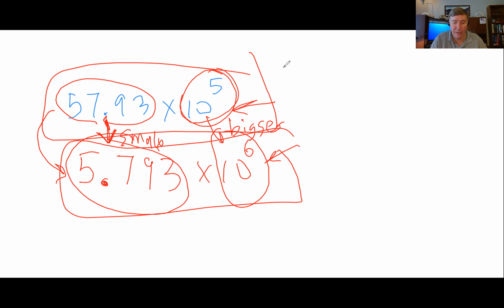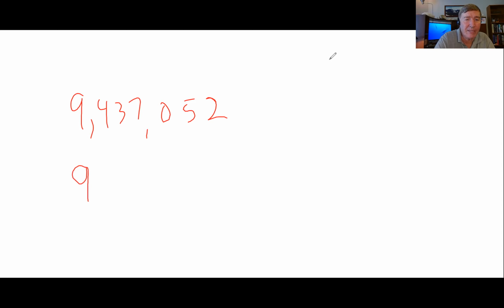So Atlas, does that help clear things up? Yeah, I was also wondering, how do you turn like a really big number to scientific notation? Okay, all right. So let's take a really big number. Let's take the number 9,437,052, and let's convert that into scientific notation. So I know that I need to write it as 9, and then I need to put the decimal right there. And then the rest of the digits follow.